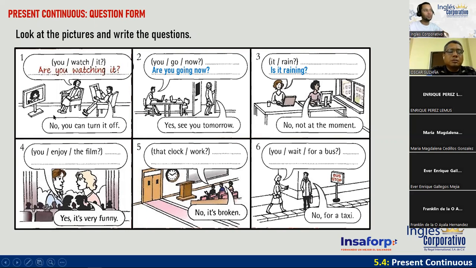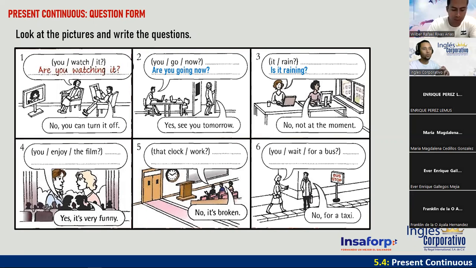Por el momento, no. Por el chat tenemos José Amilcar con dificultades, pero ya estoy acá. Dice, bienvenido, José Amilcar. Number four. Están en el cine, ¿verdad? Who wants to try? Wilber.